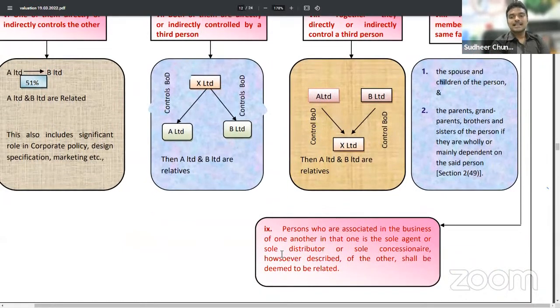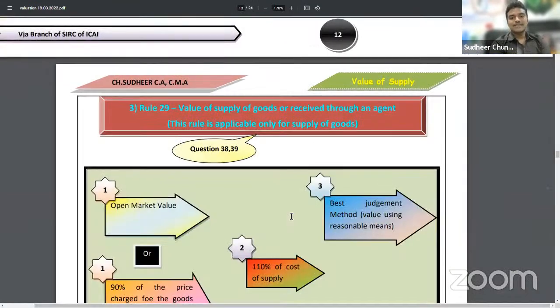Next, sole selling agent. If we have 10 to 20 agents, then okay. For a transaction through an agent, open market value need not be followed. But if we have only one sole selling agent, and any product we sell, we sell only through that agent, then when any product is sold to that sole selling agent, rule number 28 applies, which is given in the next one.